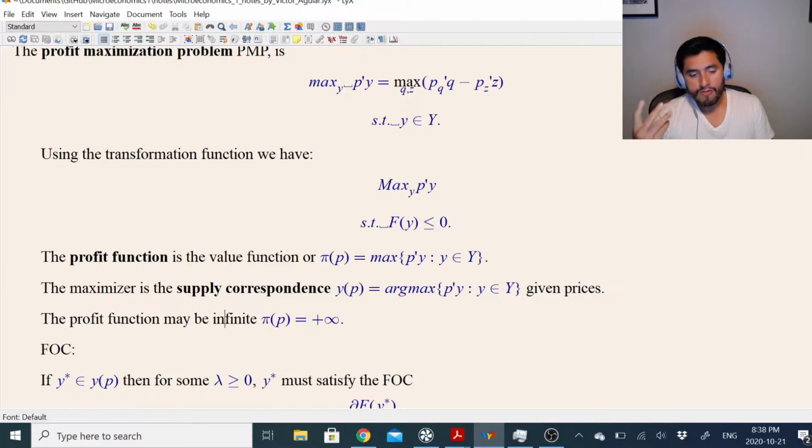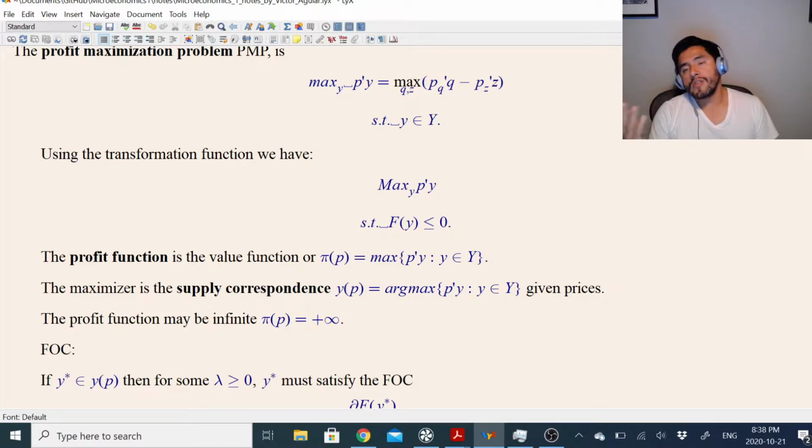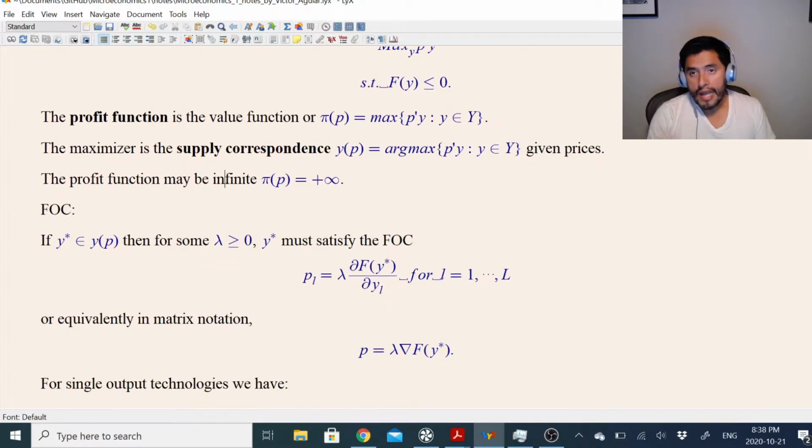And also this profit function may actually be infinite. When is that the case? When you have non-decreasing returns. So when you have this case of explosive production, then of course you can reach infinity. That of course is not an interesting case in modeling, so we're going to try to avoid it. But right now this is possible. Now, we want to do calculus, I told you.